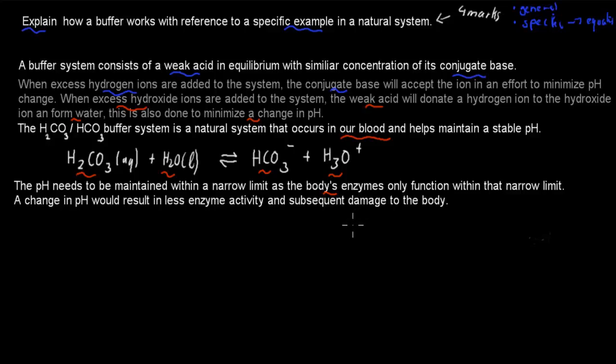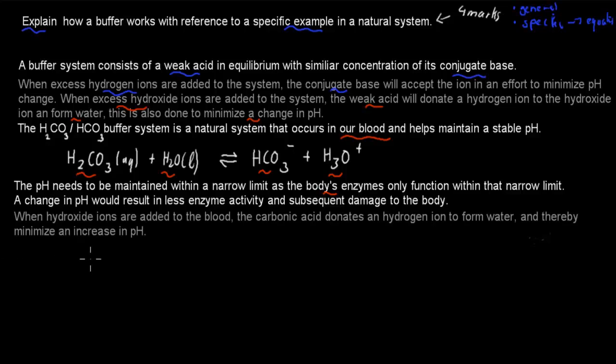And then what I go for next is just generally how that system works, going through both what happens when we have too much hydroxide and too much hydronium ions in solution. So what I wrote first is when hydroxide ions are added to the blood, and that usually would mean our pH would increase. So when that happens, the carbonic acid donates a hydrogen ion to form water. So in this case, this here will donate a hydrogen to a hydroxide ion, and that means the hydroxide ion will become H2O. So the carbonic acid donates a hydrogen ion to form water, and thereby minimizes an increase in pH. So the hydroxide ion is no longer there, it's now turned into a water molecule.